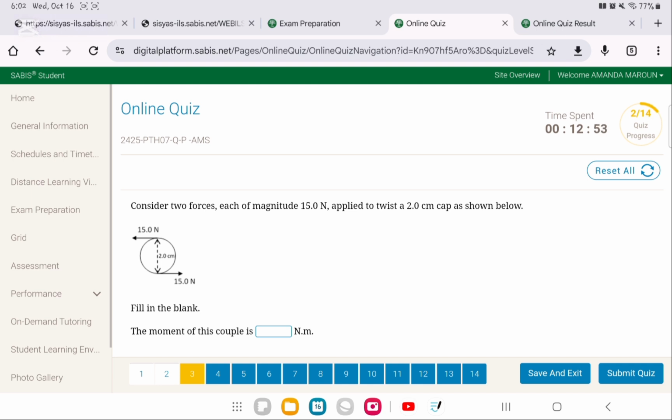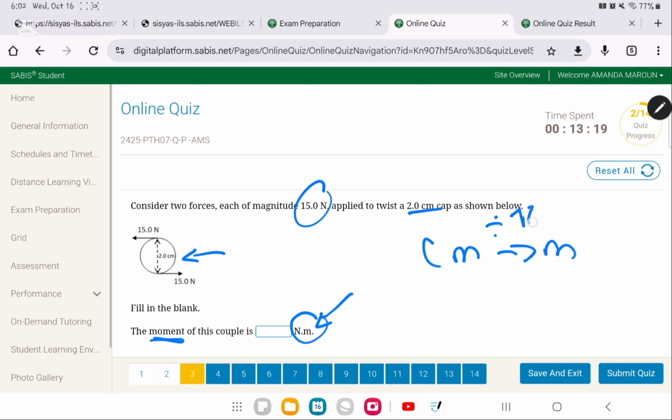Now question number 3. Consider two forces, this is a couple of forces, each of magnitude 15 newtons applied to a 2 centimeter twist cap as shown below. They need us to find the moment of this couple in newton meters. So they need the distance to be in meters. We have our distance in centimeters, so let's change the distance from centimeters to meters. To change from centimeter to meter, you divide by 100. So it becomes 2 divided by 100. You will then get 0.02 meters. So now our distance is 0.02 meters.